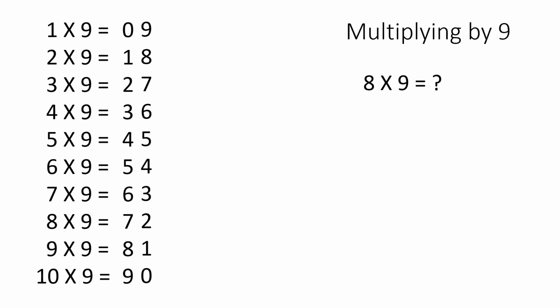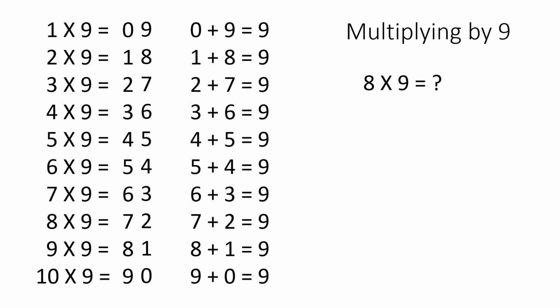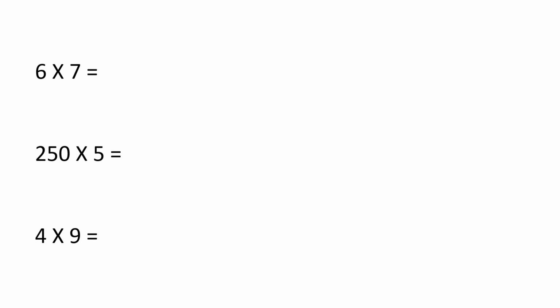Notice the tens digit is the number we're multiplying minus 1. And if you add the ones and tens digits, they'll add up to 9. So to find 8 times 9, we subtract 1 from 8 to get 7. That's the tens digit. Now we subtract 9 minus 7 and get 2. That's the ones digit. 8 times 9 is 72. Try some of these methods yourself. Pause the video and do the multiplications on the screen.